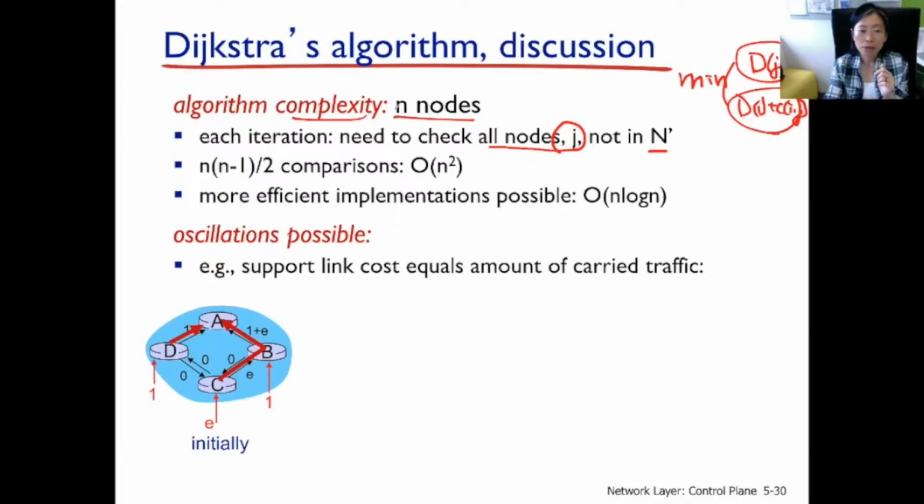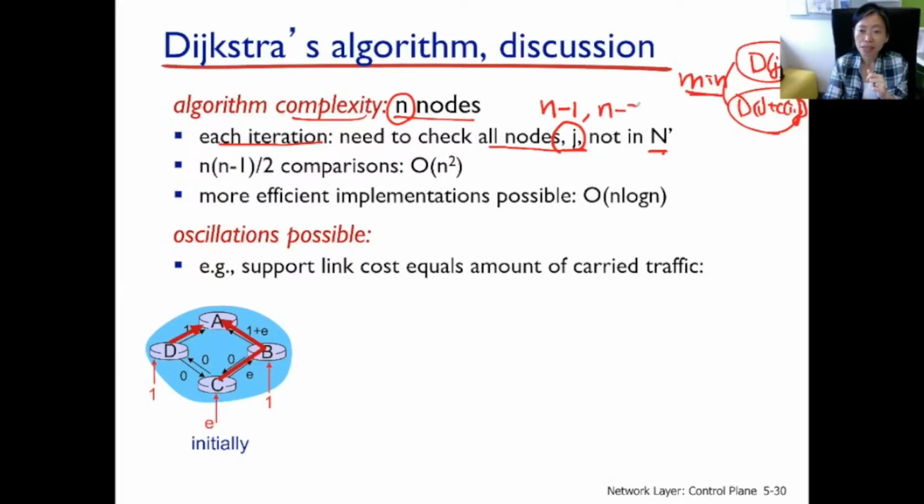Inside the network, there are n nodes. In the first iteration, only the source is in the N prime. How many j's are connected to the source? Yeah, it's fully connected. Therefore, n minus 1 nodes, they will all be j, and we'll need to do min for each of these j. First iteration, we'll need to do n minus 1 comparisons.